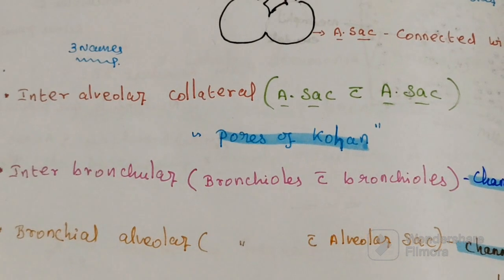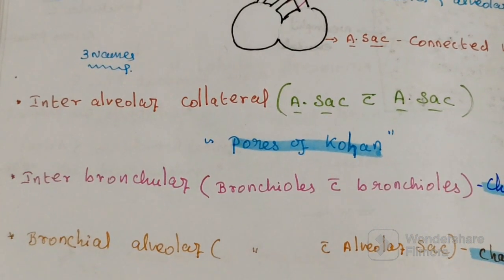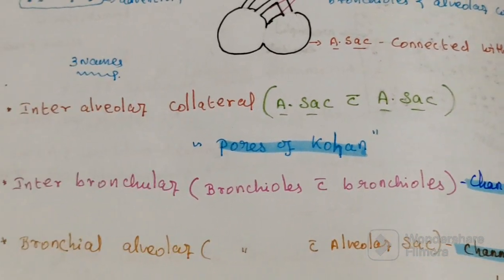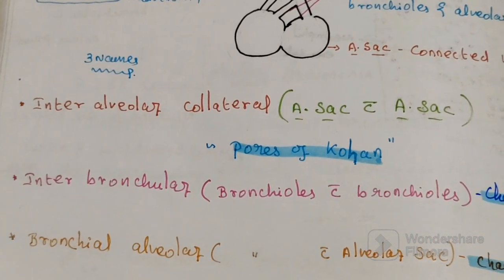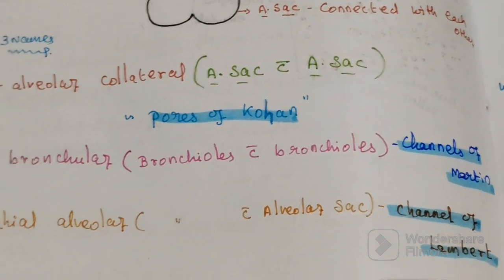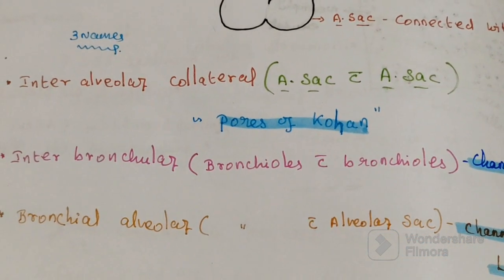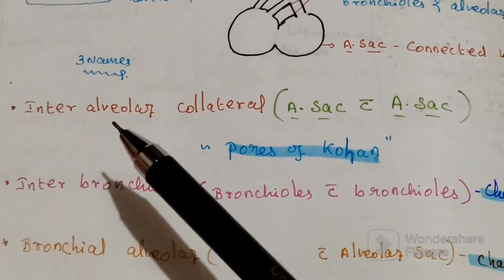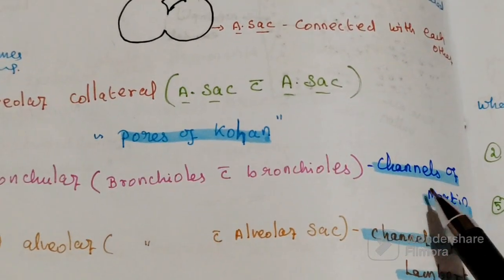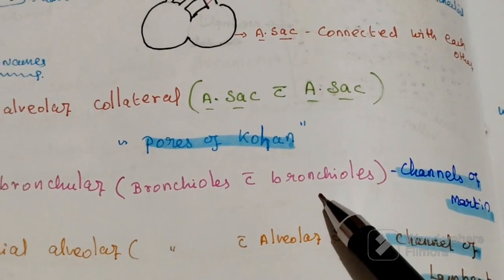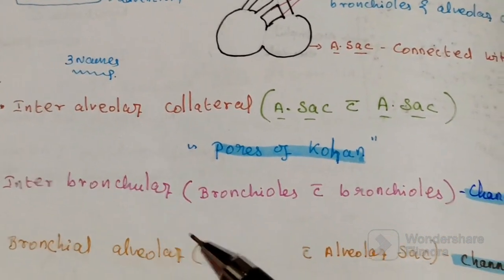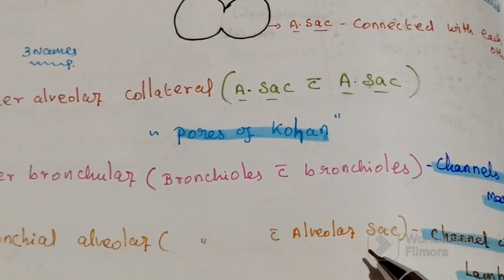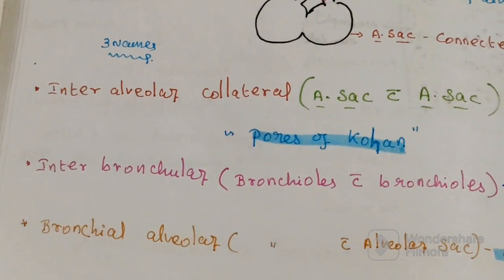So we can say the pores of Kohn are interalveolar collateral. The channel of Martin is interbronchiolar. The channel of Lambert is bronchioalveolar. Alveolar sac with alveolar sac is called interalveolar collateral. Bronchioles with bronchioles, interbronchiolar. Bronchioles with alveolar sac, bronchioalveolar.